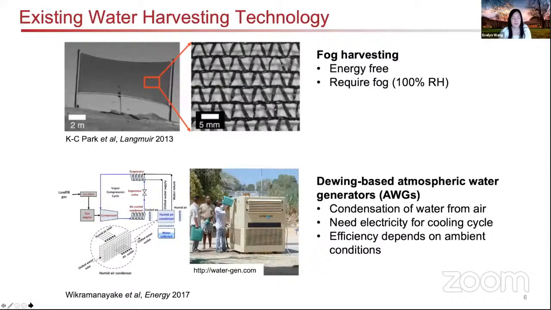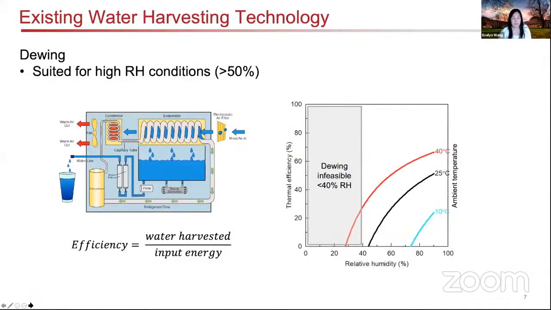Now, you can imagine that in this case, dewing can be relatively inefficient depending on the humidity and temperature conditions. What I plot here is the efficiency as a function of the relative humidity, and also a function of what the ambient temperature is. You can see that at relatively high humidity conditions, you can have a reasonable efficiency. However, as you go to lower relative humidities, you get to a point where dewing becomes nearly infeasible. And this is at less than about 40% relative humidity, and that is typical of arid climates.